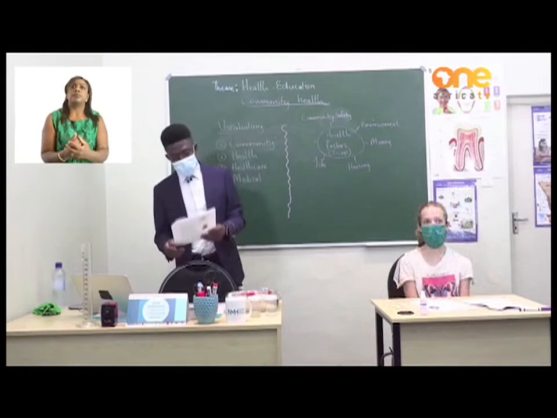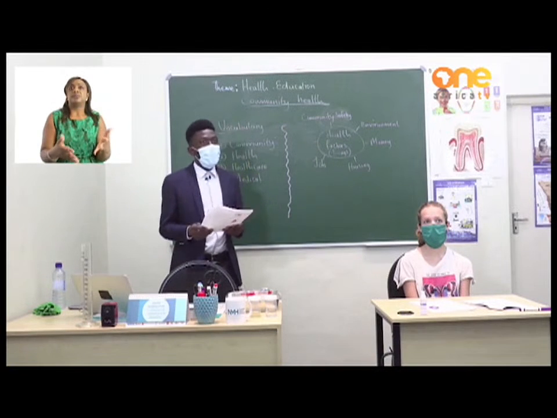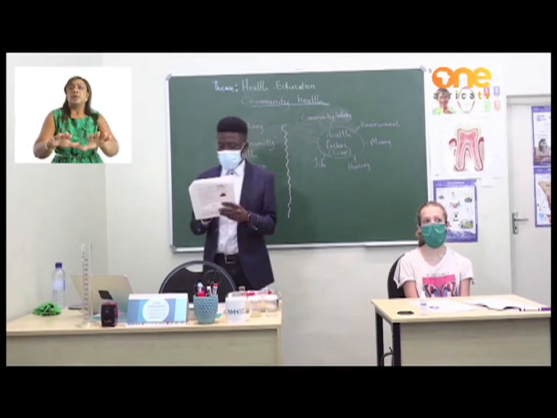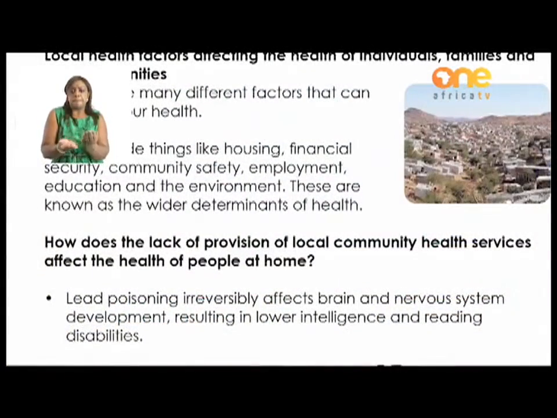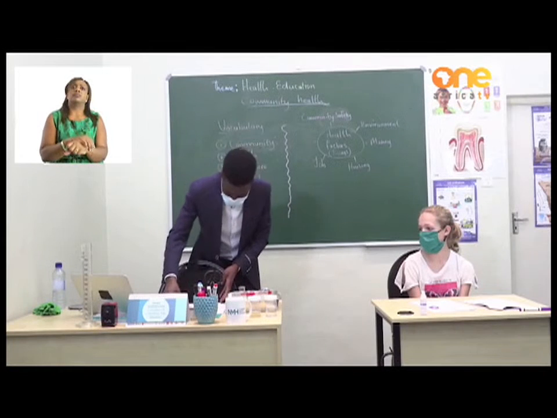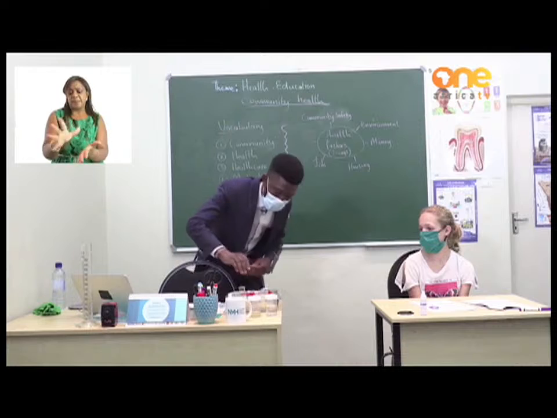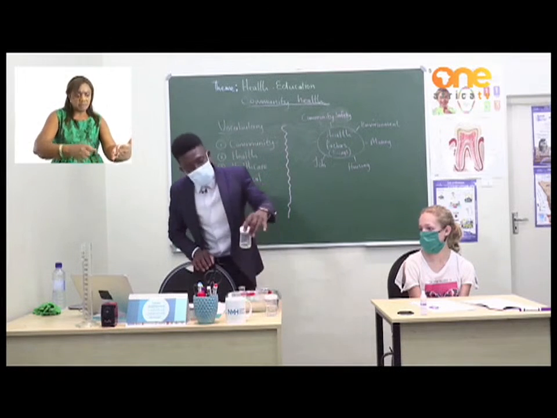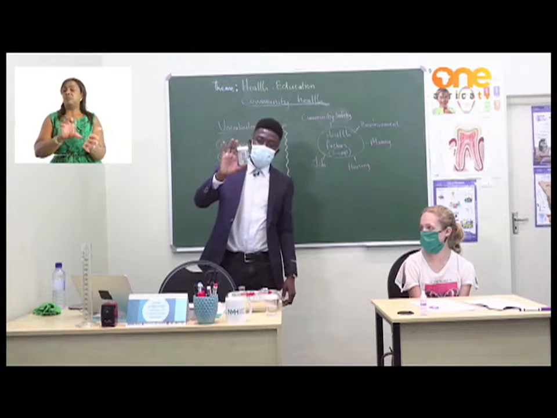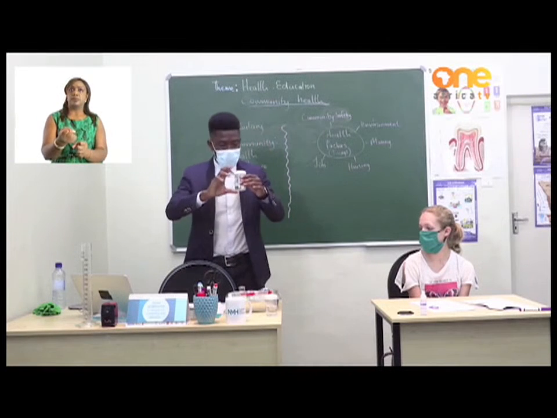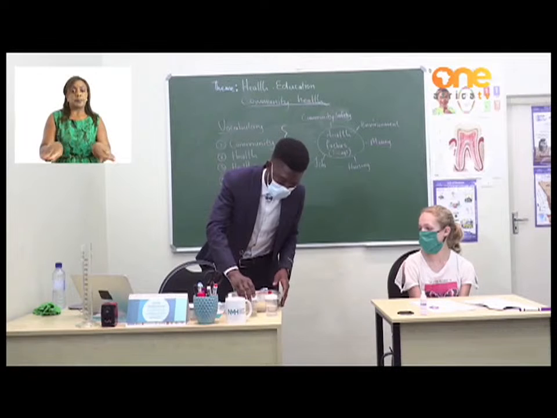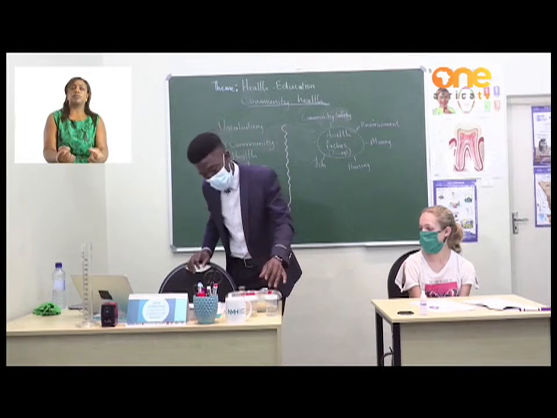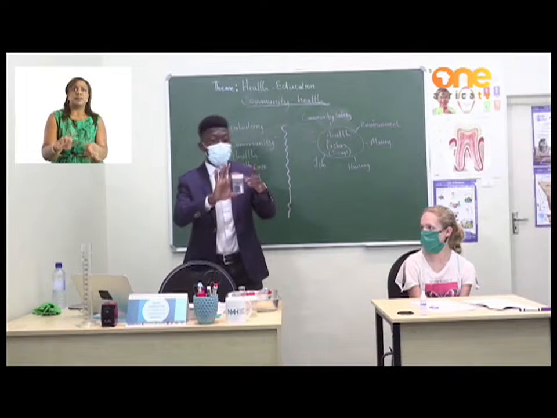Right. Now that we have looked at the factors affecting the community, let us look at how the lack of provision of local community health services affects the health of people at home. The first one is the common one. It says here, lead poisoning. This is the water that we get from our taps at home. When you see it looks a little bit brown, it means it has lead content in it, which means that water is unsafe to drink. So the best way to keep it clean is to boil the water, or you can buy water that looks clear.